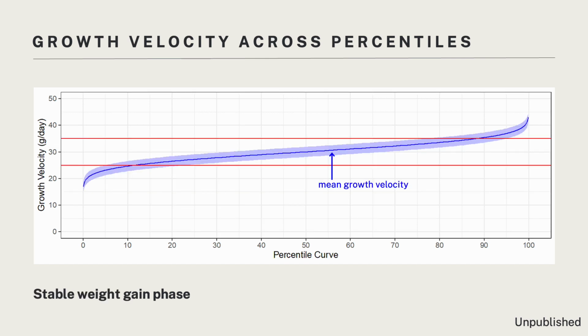Similarly, when we plot the mean weight gain velocity in the stable weight gain phase against the percentile between 0.1 and 99.9, we found that most of the weight gain velocity falls between 20 and 40 grams per day, with the majority falling between 25 and 35 grams per day.